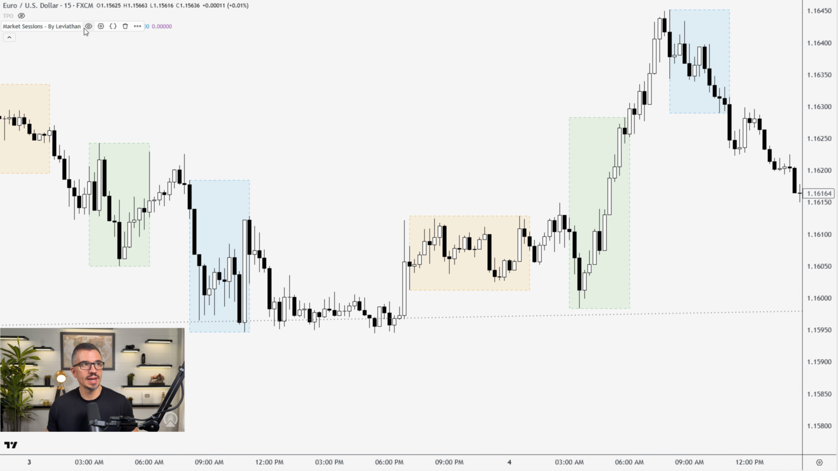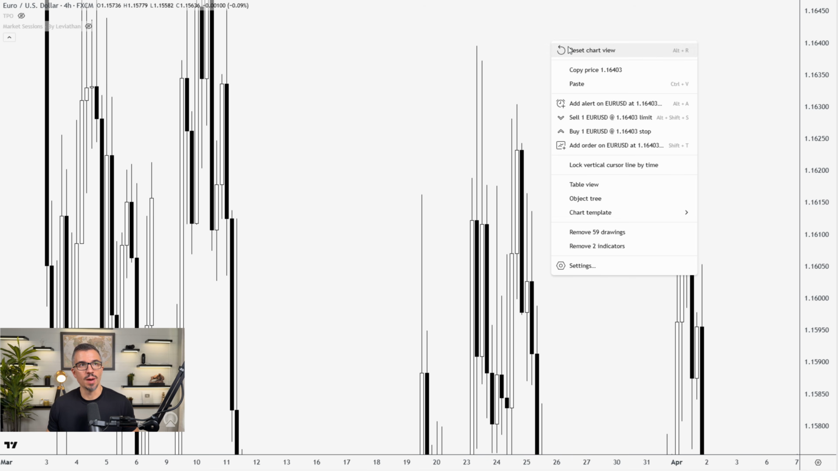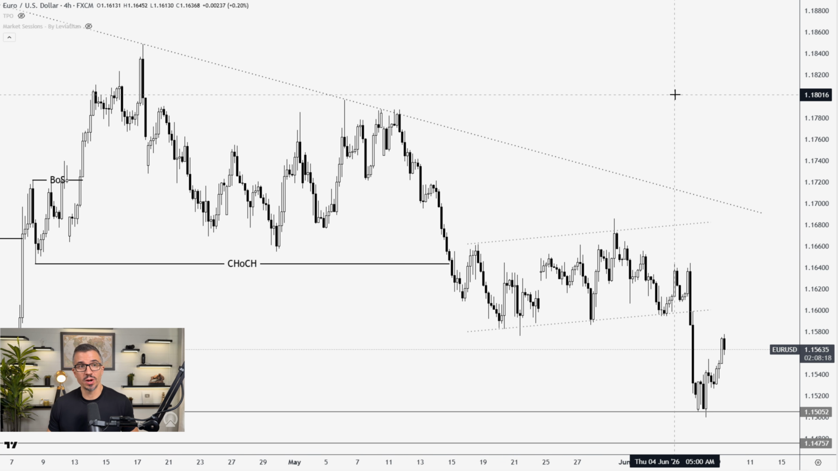Okay, so let's get now into how to use this with your trading and really become a better trader. And this is going to be specific to SMC, smart money concepts, although really it can apply to anything you do. If you're a pattern trader, it can also work for that.